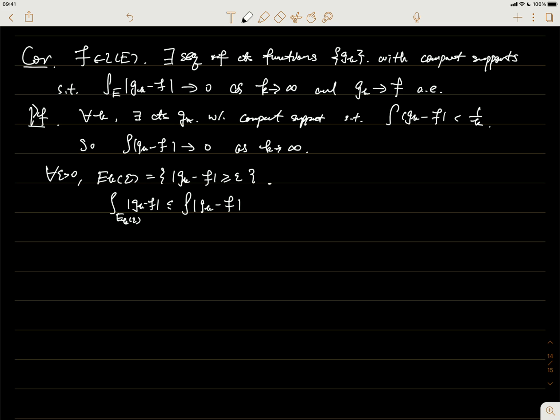Okay, and we know that over this set, this integral is greater than or equal to epsilon. So it's bigger than or equal to epsilon times the measure of E_k^epsilon. And on the other side, I know this is going to 0 as k goes to infinity. For the fixed epsilon, I know this goes to 0. That just means that this thing goes to 0 as k goes to infinity, and that means the g_k goes to f in measure.